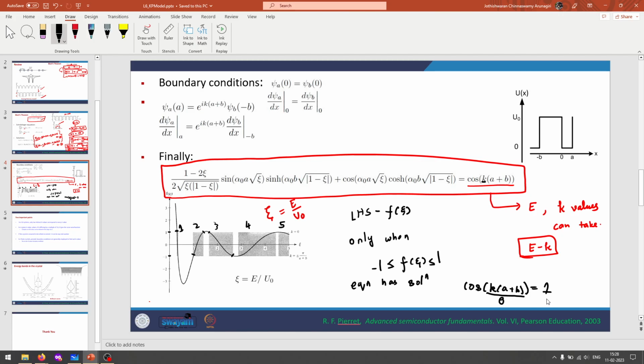So the allowed values, this implies k times a plus b is equal to n pi. But as you can see, the same condition is satisfied at this point in region 2, and this point in region 3, and this point in region 4. Can you see that? The same condition, cos of k a plus b is equal to 1, is satisfied, at least in this graph that we can see here. It is satisfied at this point here, this point here, this point here, and this point here. There are 4 points where the same condition is satisfied.